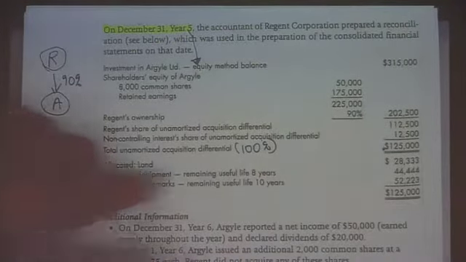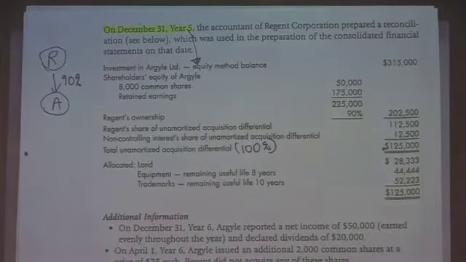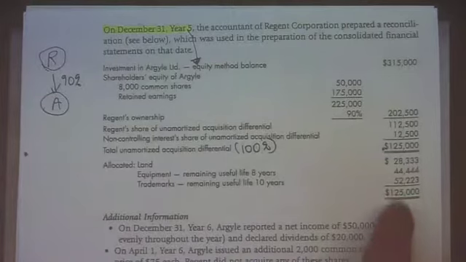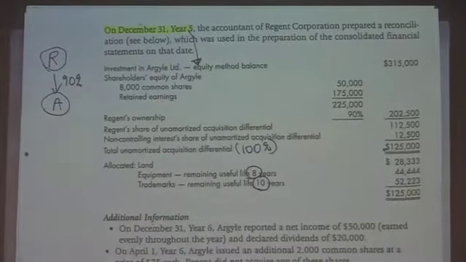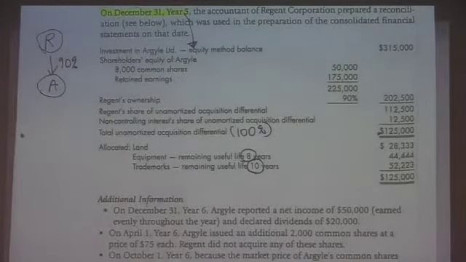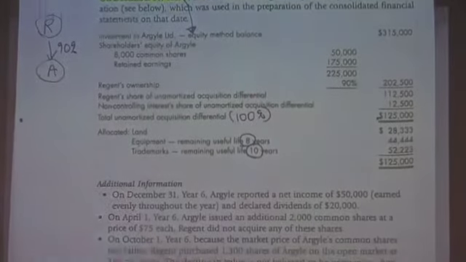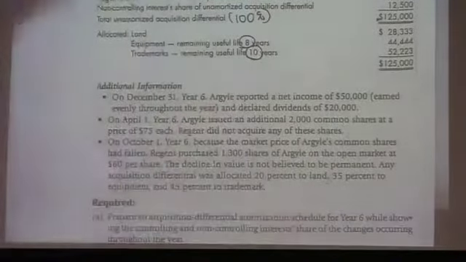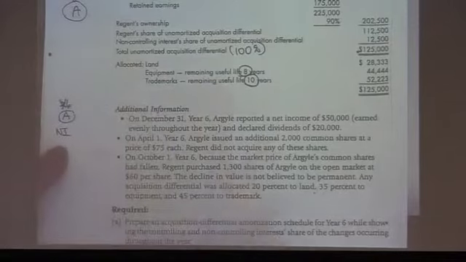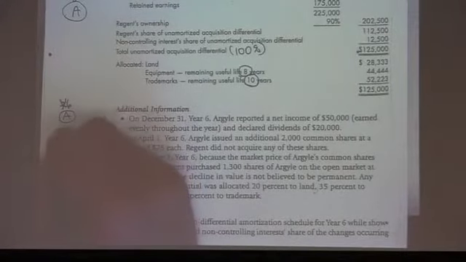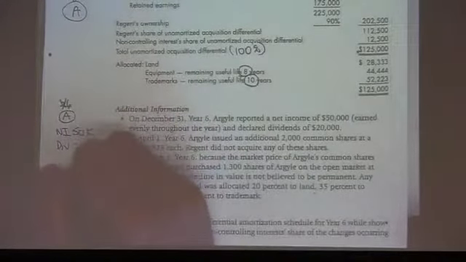And we're told that the 125 at 100% is allocated to land, equipment, and trademark. And you can see that there's remaining life of 8 years and 10 years. So we're going to need that information. These are the additional information for Argyle. It says on December 31st, year 6, which is the following year, Argyle reported net income. So I'll put down Argyle reported net income for year 6, 50,000, and dividends of 20K. And we're told that the income is earned evenly throughout the year.